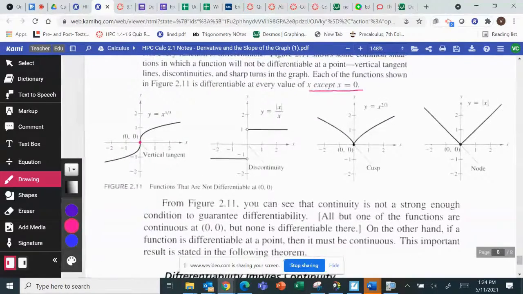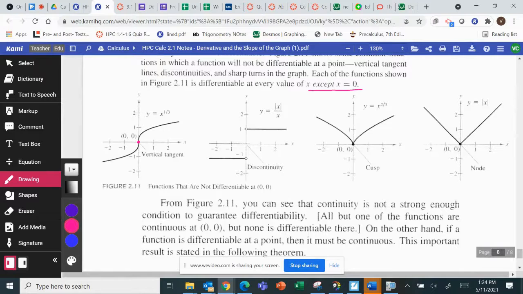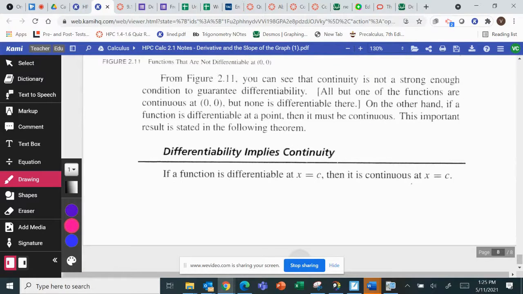And then what you can see is the first, the third, and the fourth examples are all continuous the entire time. So continuity does not necessarily mean differentiable. But if it is differentiable at a point, then you can say it is continuous at that point. So it goes backwards. If you know it's differentiable, then you can say it's continuous. If you know it's continuous, you can't necessarily say it's differentiable. That's what that last part is about.